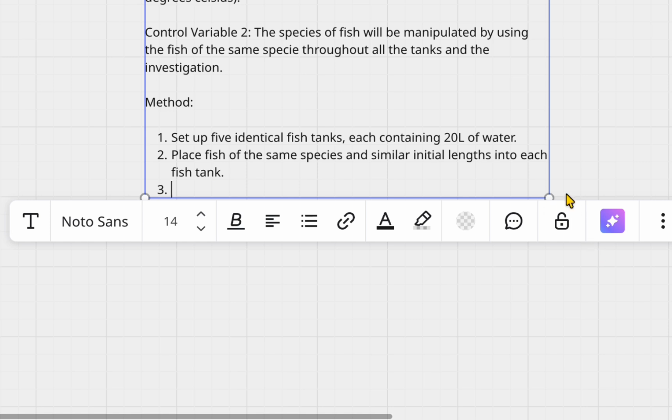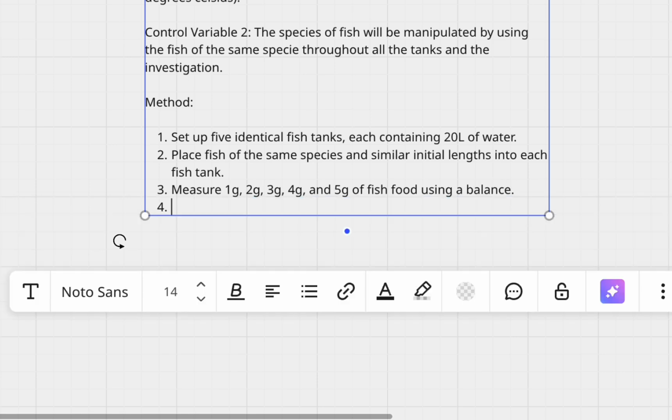Next, third step is going to be measure 1 gram, 2 gram, 3 gram, 4 gram and 5 gram of fish food using a balance method. So this is important because we need to measure the fish food before giving it to the fish, because if we don't measure it properly, then we might end up giving 2 grams to the fish in the 1 gram tank and 5 grams to the fish in the 3 gram tank. So it can basically cause errors in our values again.